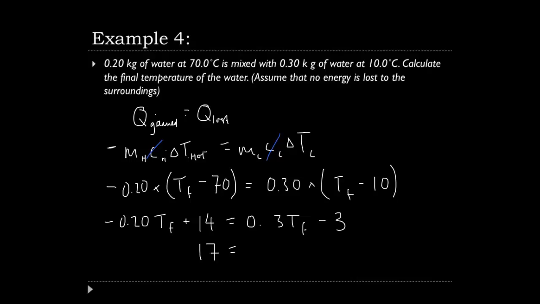there's an error here as well. It shouldn't be 0.03, it should be 0.3. So we're going to get 0.5 Tf. And so Tf is going to be equal to 17 over 0.5, which is 34 degrees C.